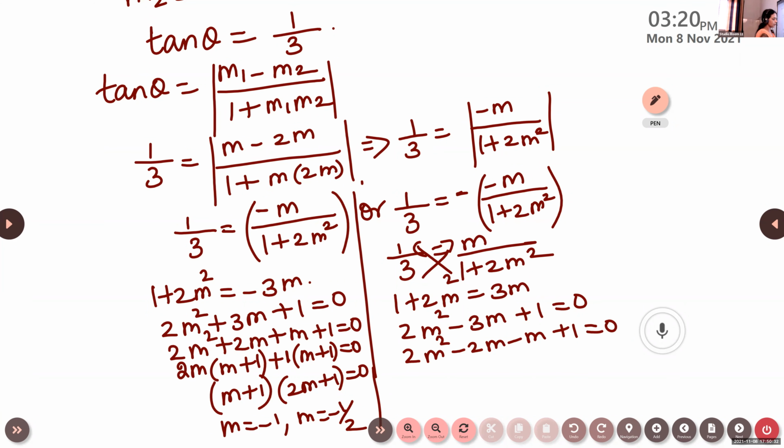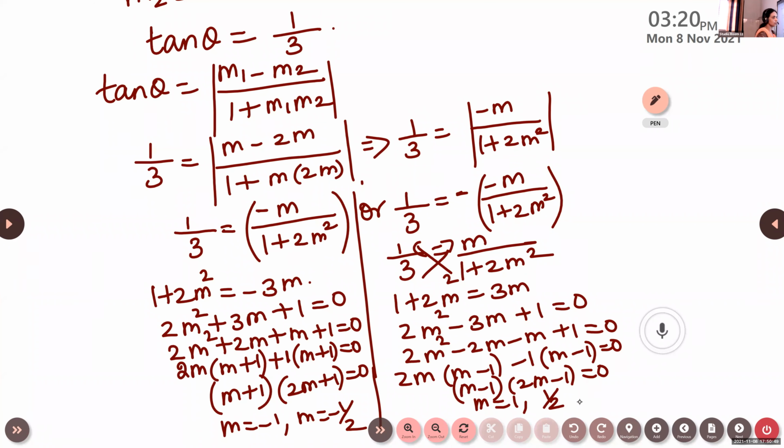So from here if you take 2m outside, you get m minus 1. Then if you take minus outside, it is m minus 1 is 0. So we'll get m minus 1 into 2m minus 1 is 0. So we'll get m is equal to 1 or 1 by 2. So these are the two possible sets. Either it will be minus 1.